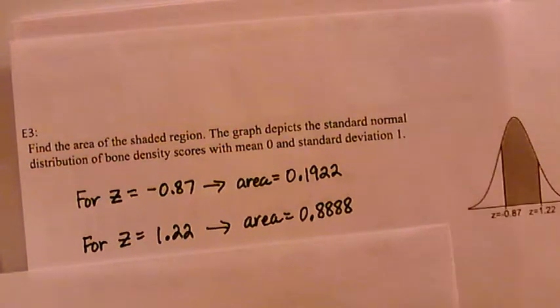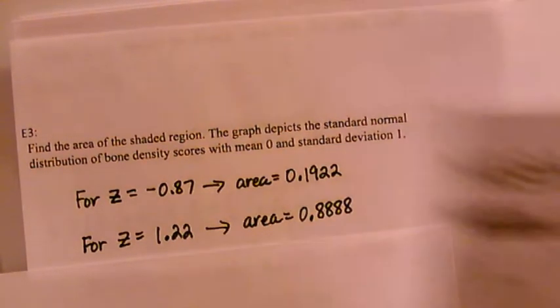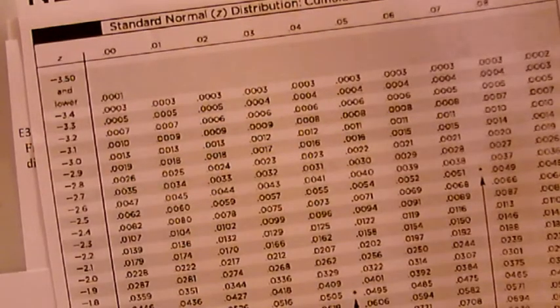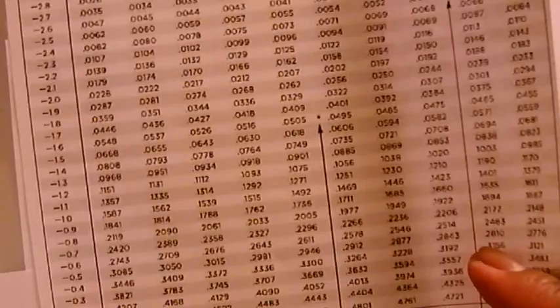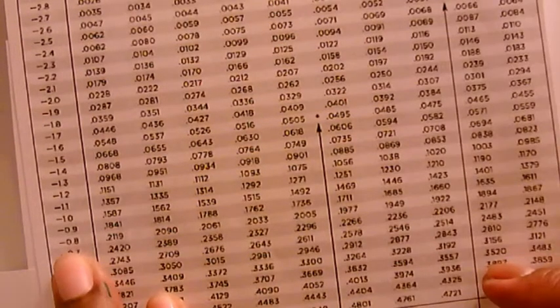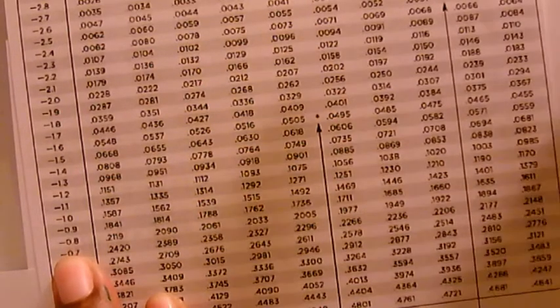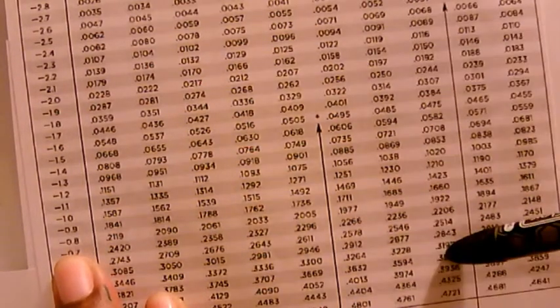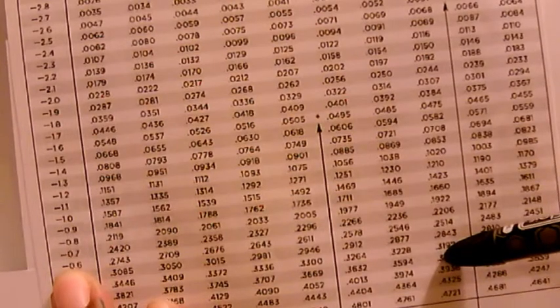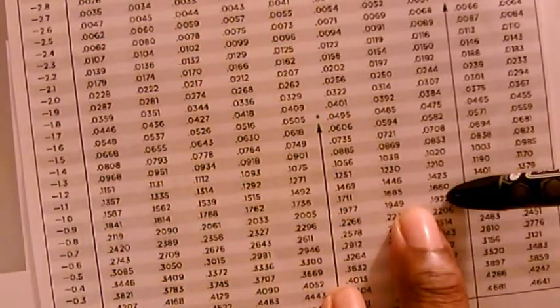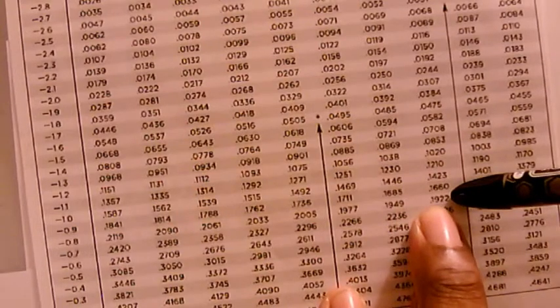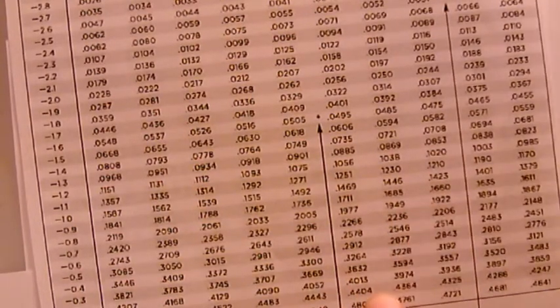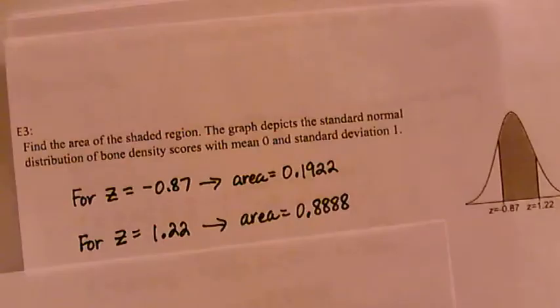Okay. Now you can see here for the z of negative 0.87, I have to use the one that says negative z-scores. So I find negative 0.8, that's about right here. And then 0.07, that's this column right here. So read across to negative 0.8, and then 0.07 you'll see is 0.1922. Okay, so for your z value of negative 0.87, your area is going to be 0.1922.